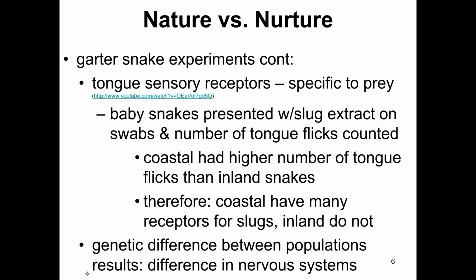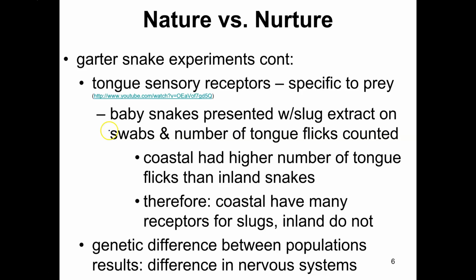So then they thought, well, why would this be? So that definitely says that there's some type of a behavior difference. But is it just that? Because the hybrid, some accepted the slugs and some didn't, they thought there must be some type of a genetic basis for this. So they looked at the tongue, because the tongue is where you have the sensory receptors, the taste receptors for snakes. They basically flick their tongue in the air and they can taste the air.